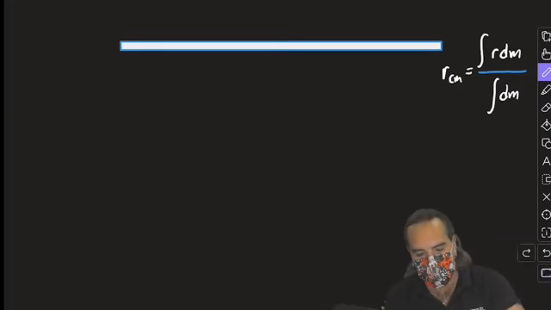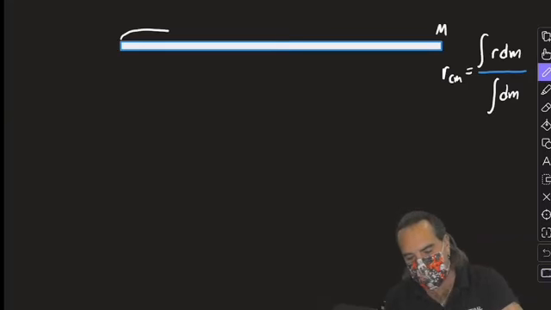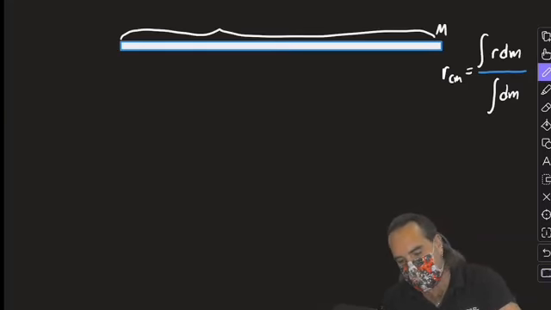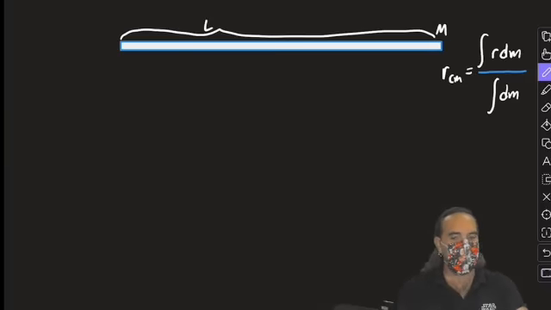Let's set up some information here. Let's first indicate that the entire thing has mass m and that it has length L. We're going to try and determine what its center of mass is.